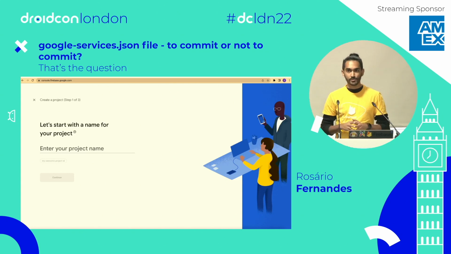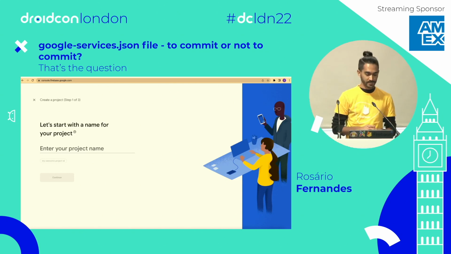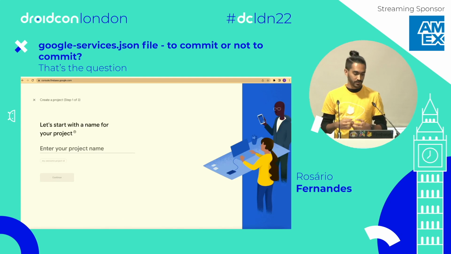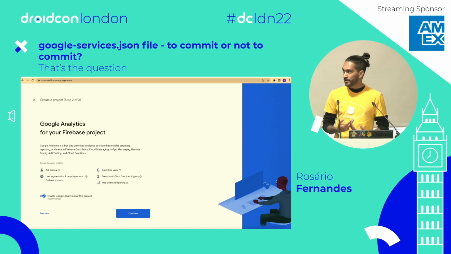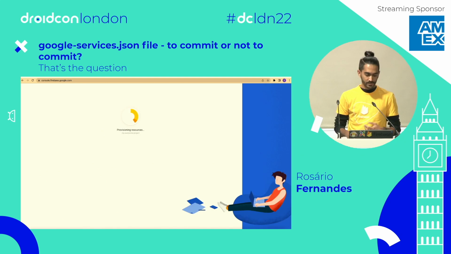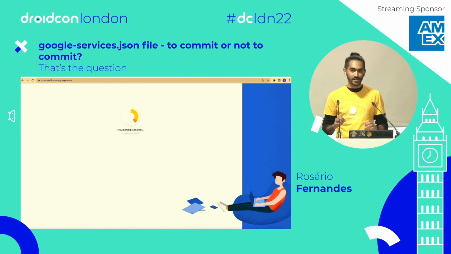For those of you who never set up Firebase, this is usually how you start. You go to console.firebase.google.com. You create a new project. You select a name for your project. In my case, I just say my awesome project. And then optionally, you can configure Google Analytics. Firebase is tightly coupled with Google Analytics to give you some insights on how your app is performing. Once you do that, there's going to be a loading screen. It might take a while to create your project, but believe me, it's usually faster than your average Gradle build.